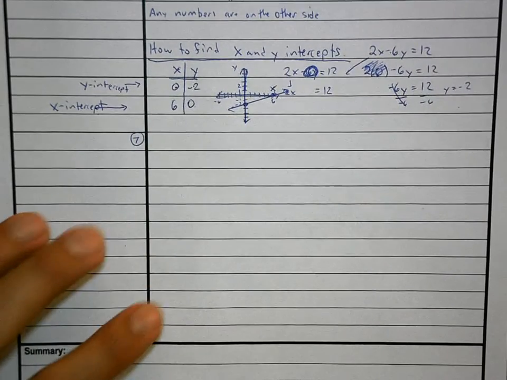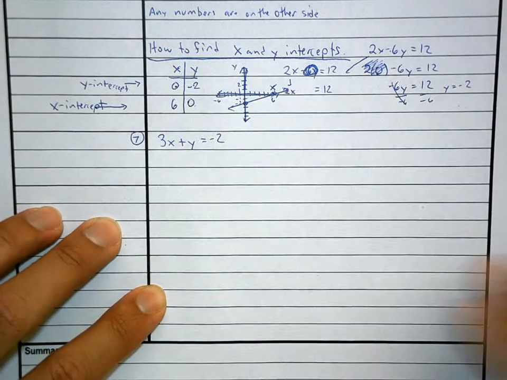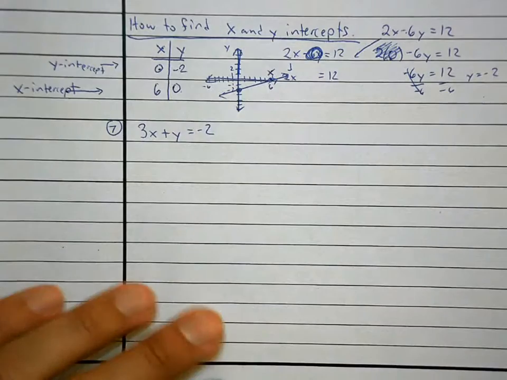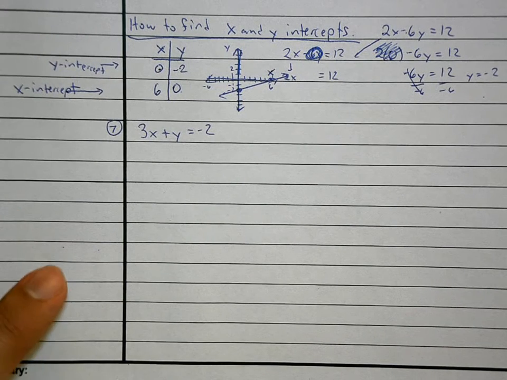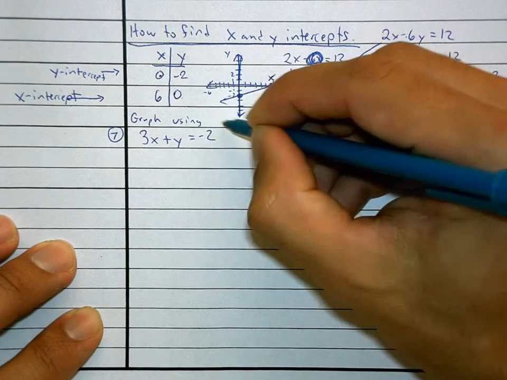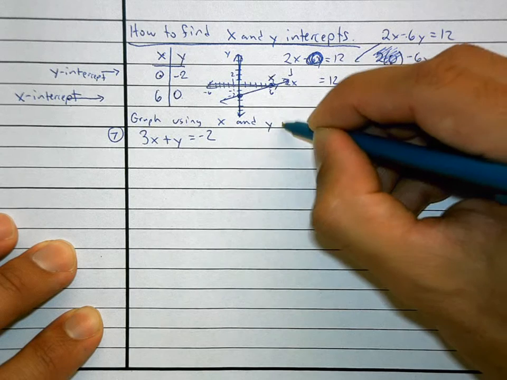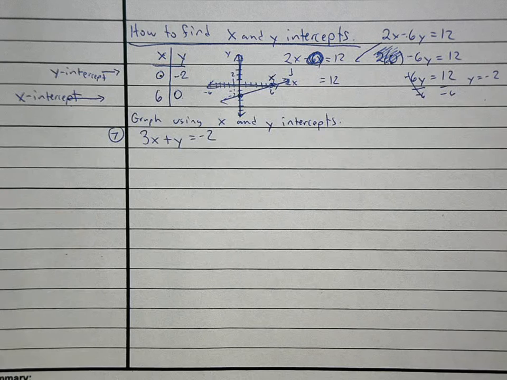Here's your equation for number 7. Let me zoom in just a little bit more. 3x plus y equals negative 2. The directions will say graph using x and y intercepts. That's what the directions will say on your worksheet. 3x plus y equals negative 2.